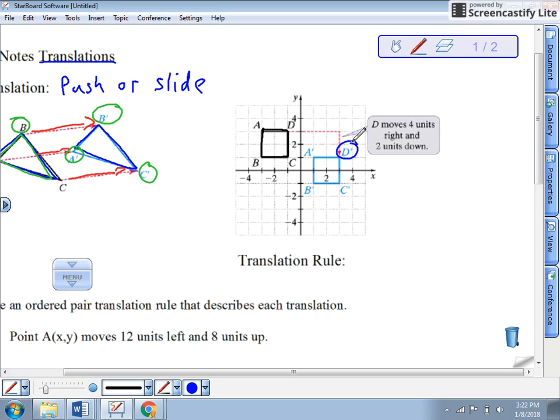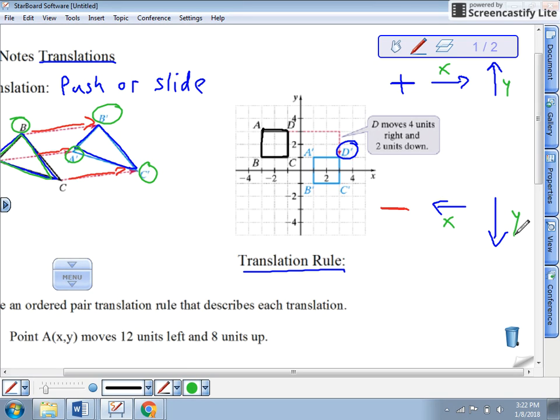So here's some things that you got to remember. We're going to talk about a translation rule. So you've got to know positive: if something is positive, that means it went to the right in terms of X, and it went up in terms of Y. So Y goes up, X goes to the right. If something is negative, well, that means that it went to the left in terms of X and down in terms of Y. So X is to the left, Y would be down.